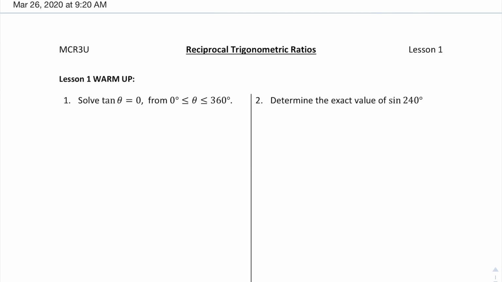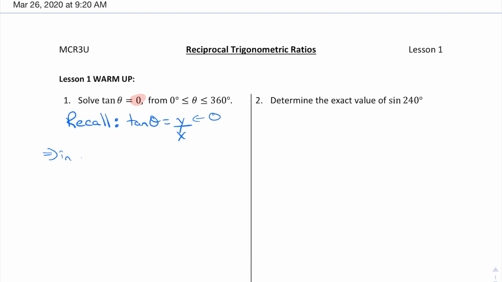So the first one, it says solve tan theta equals 0 from 0 to 360. So this is one of those special cases because it's at 0. It's not part of those two special triangles, the 45, 45, 90 or 30, 60, 90. So we have to think of tan of any angle as being y over x. So when you think of that, in order to equal 0, this has to be 0 on top.